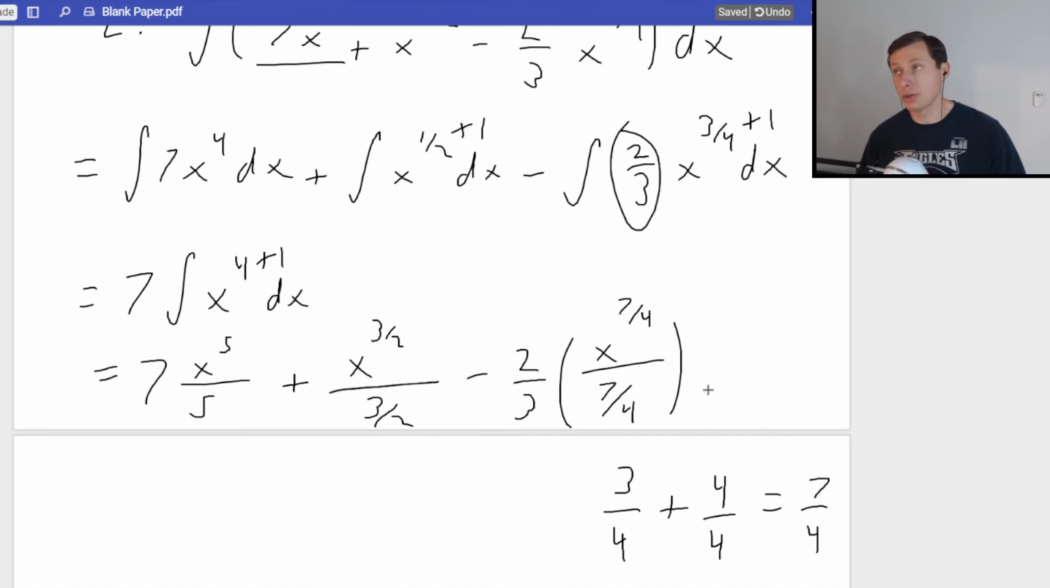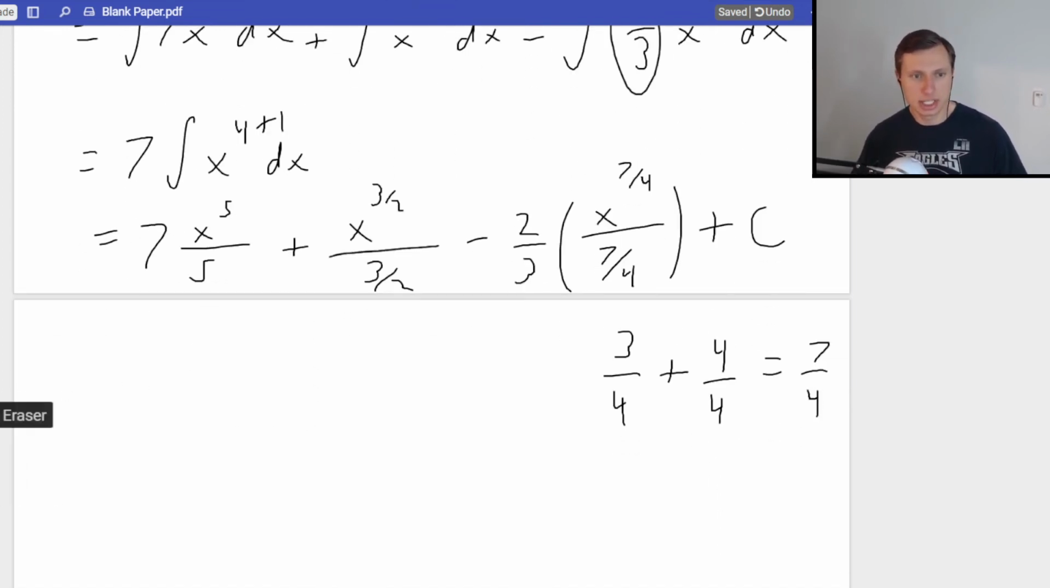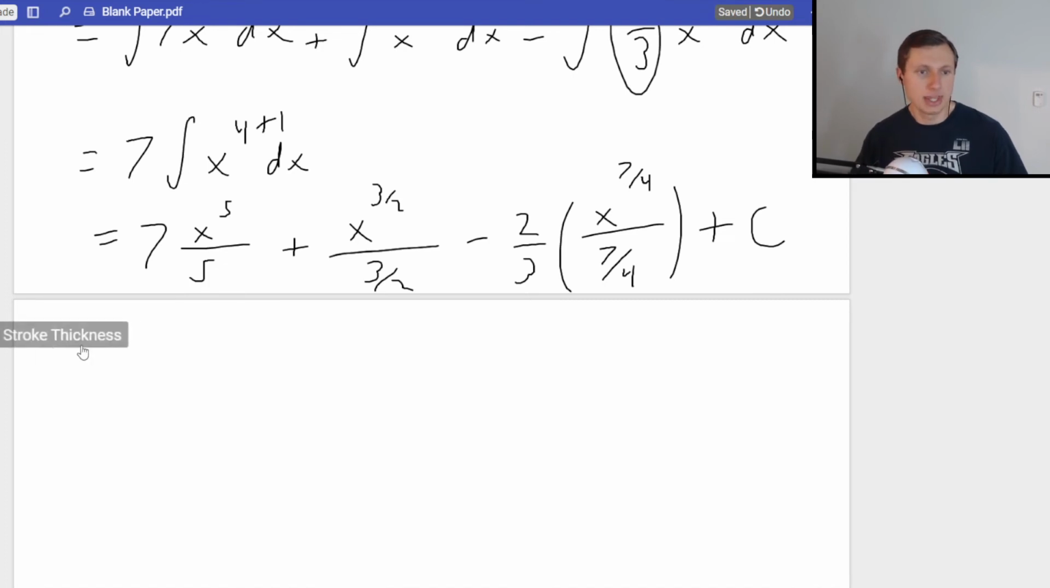And now that we finished all three integrals, I'm going to put plus c, because you cannot forget the plus c after your integral. Hopefully all of this is starting to ring a bell. Okay, so this is a good second to last thing I'm going to write. The last thing I'm going to write is the more simplified version of this. I don't like complex fractions, so I'm going to change it.